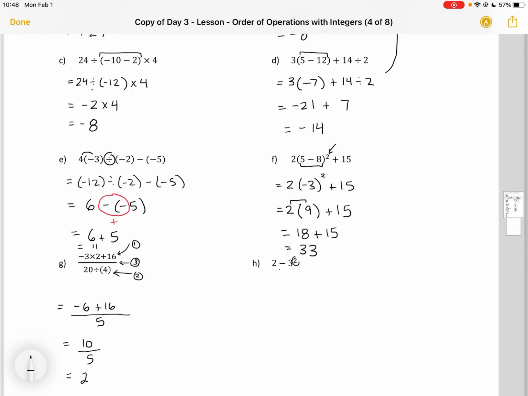Example H has another exponent, but no brackets. Doesn't matter, we still need to do that exponent first according to our order of operations. So we've got 2 take away 9, which is 3 squared. I'm going to keep the sign from the larger number and subtract, which gives me minus 7. Those are some examples of how to do order of operations with integers.